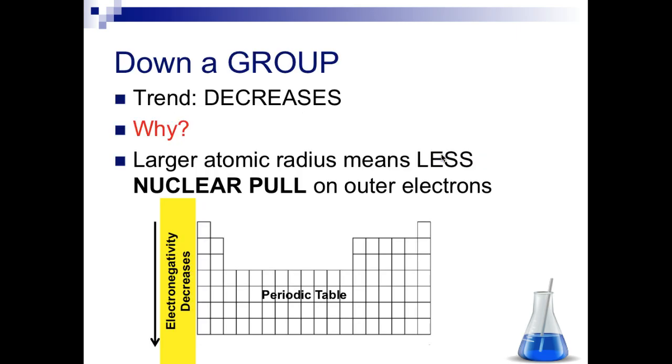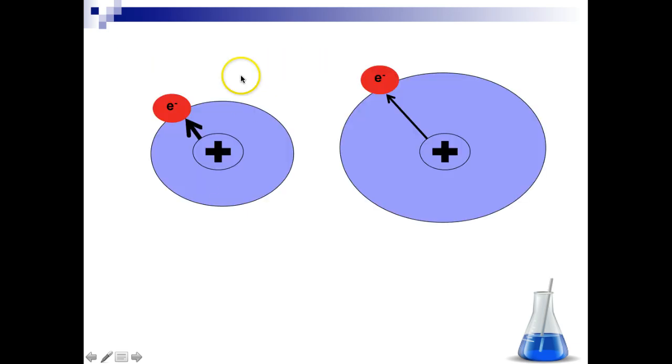What happens with electronegativity as you go down a group? The trend decreases. Why does that happen? A larger atomic radius means that there's less nuclear pull on outer electrons. So as you go down a group on the periodic table, the trend for electronegativity is going to decrease. Remember, there is going to be a less likely chance as you go down a group. Remember, our atoms get larger. With larger atoms, that pull is not strong enough to grab electrons that are floating out in space and attract them to the nucleus. This, on the other hand, is going to be a smaller atom. It's going to be very easy to attract those outer electrons.